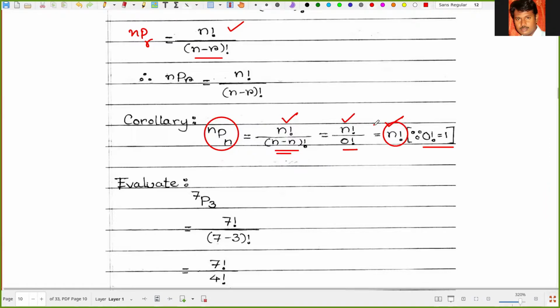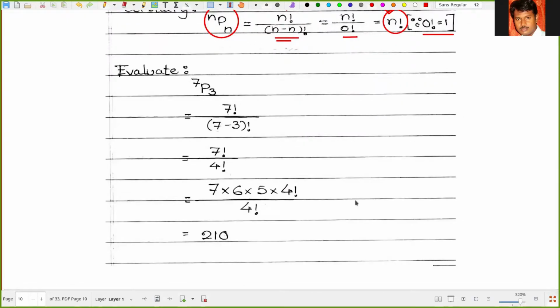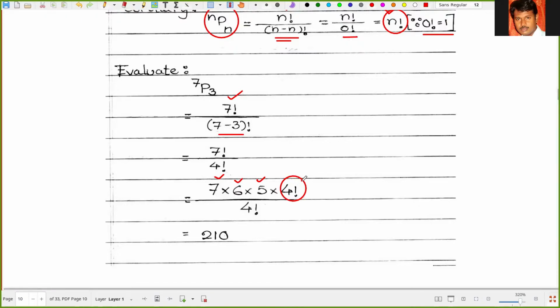Let us check it with some examples. Evaluate 7P3. So that is 7 factorial upon 7 minus 3 factorial. So 7 factorial means 7 into 6 into 5 into 4 factorial. Dividing by 4 factorial, we get 7 into 6 into 5, which is 210.